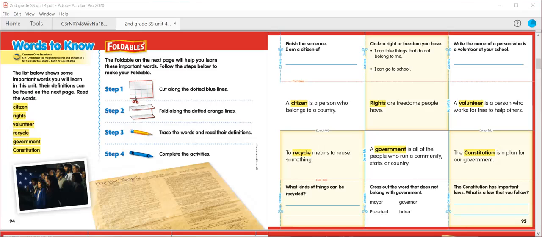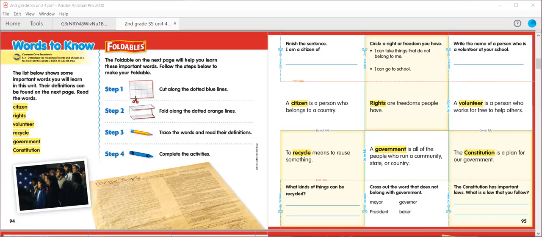Now, for page 95, you don't need to do the foldable section, so you can skip that. For page 95, you're going to see the definitions in the bottom half of each section. Your vocabulary word is going to be in bold, and it's going to be highlighted with yellow. And then there's going to be a question either above it or below it that you need to answer. So please make sure you're doing these very carefully.